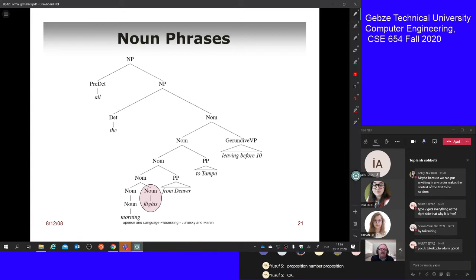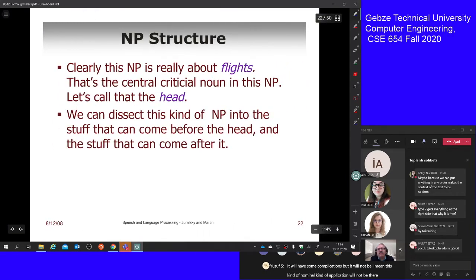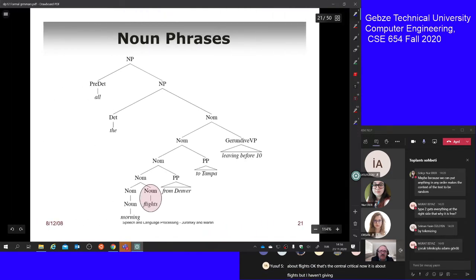Good. So we will have similar stuff with the verb phrases. It will have some complications, but this kind of nominal application will not be there with the verb phrases. Verb phrases have their own complications. Okay? As I said before, this noun phrase is about flights. That's the central critical noun. It is about flights, but I am giving lots of other information about the flights.